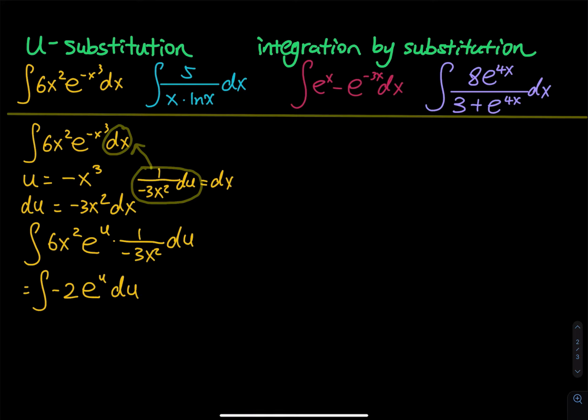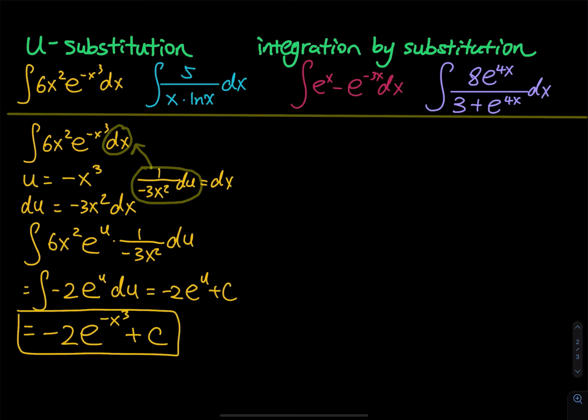Okay, since du is now the differential, make sure there are no more x. If there is still an x and you keep going, that means it is all wrong. Okay, and then what's the integral of e to the u? The integral of e to the anything is e to the anything, right? So this is negative 2 e to the u plus c, and then you put the x back, so you have negative 2 e to the negative x to the third plus c, and then this is done.